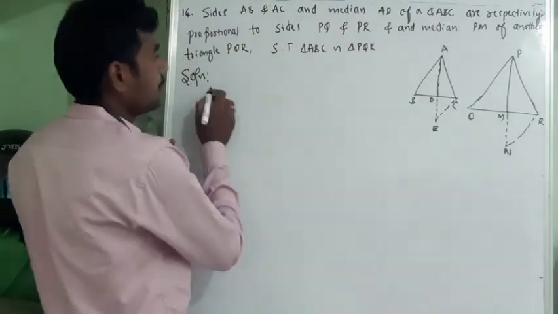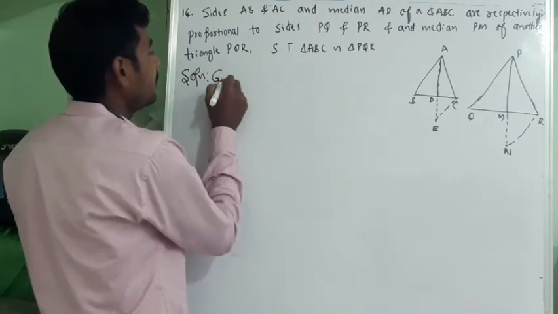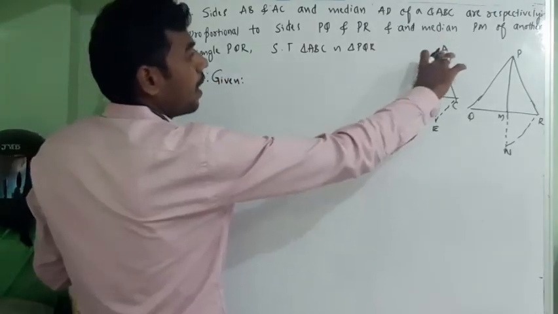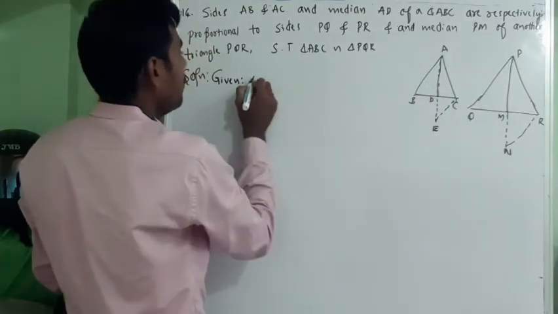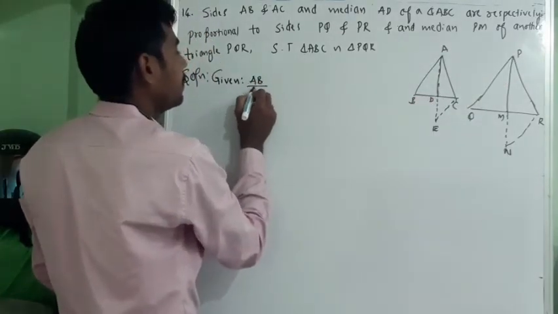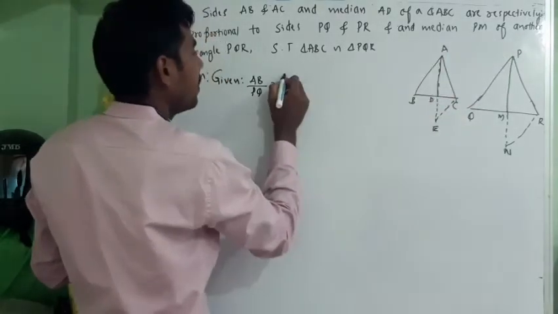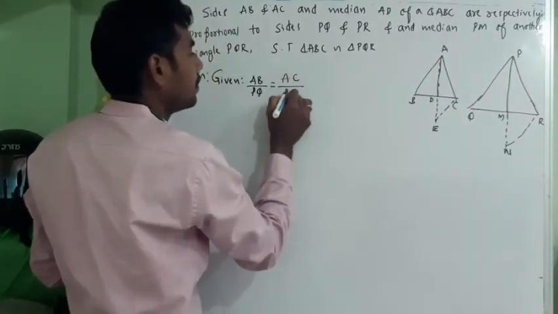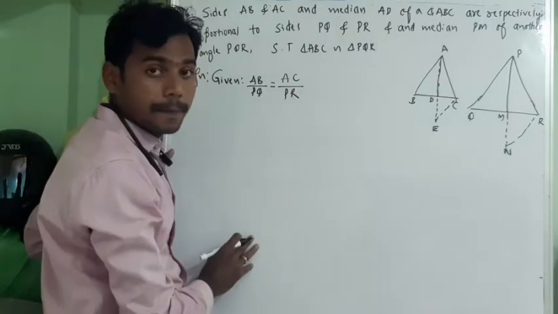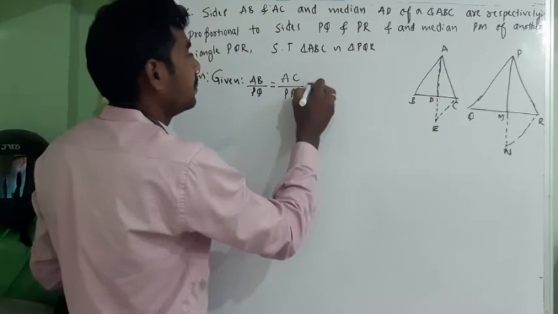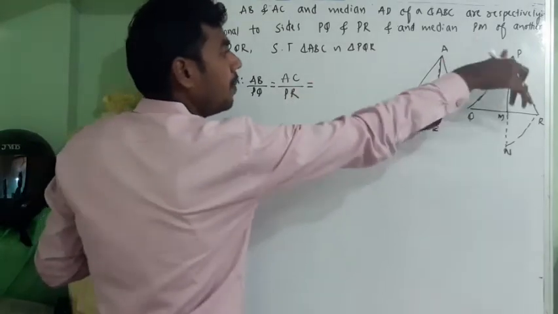Now, what is given to us? AB by PQ is equal to AC by PR, and then AD by PM.